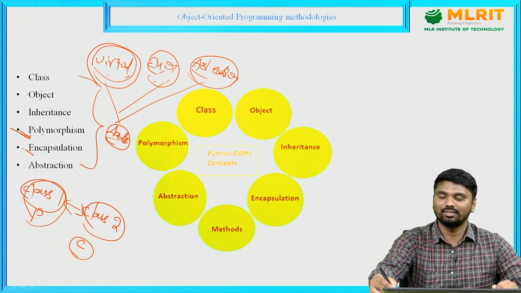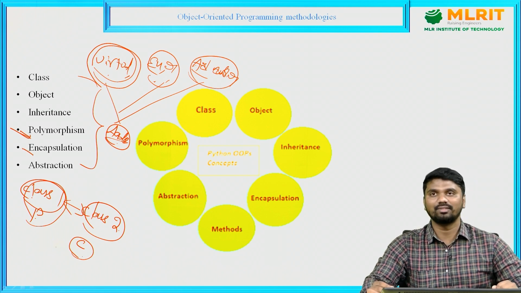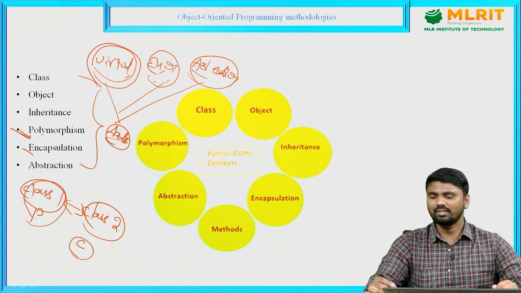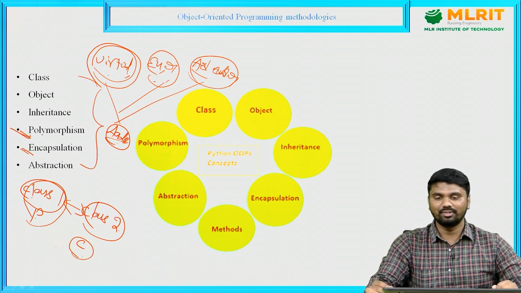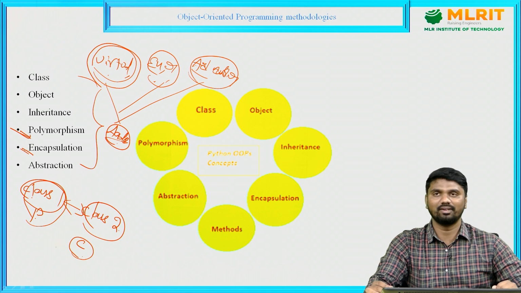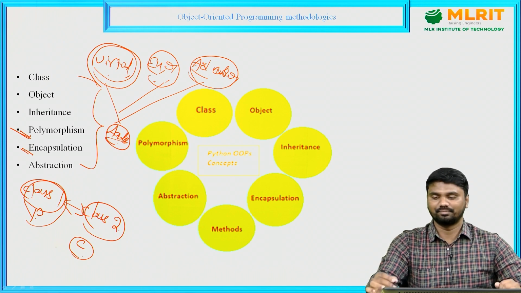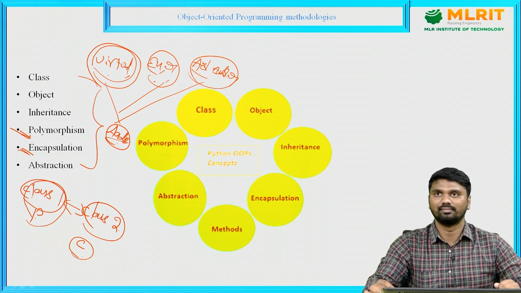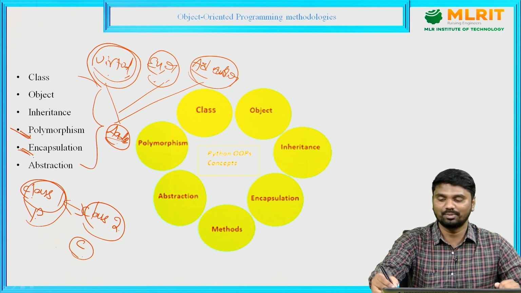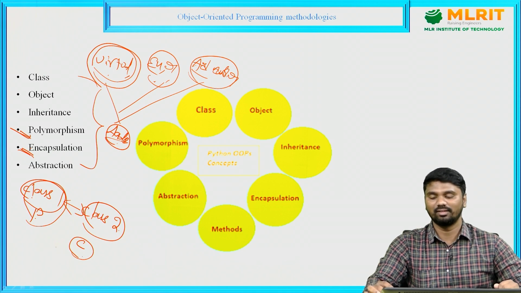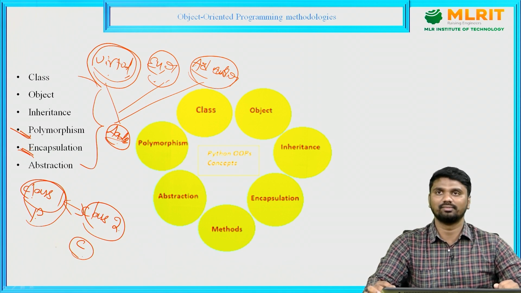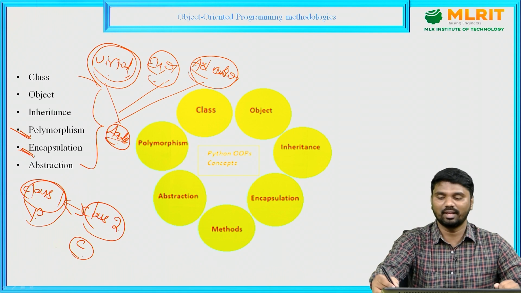Next, coming to encapsulation. This concept mainly depends upon the access modifiers. We have the access modifiers public, private, default and protected. Because of the encapsulation concept, we can provide accessibility of the class members. That is called encapsulation.